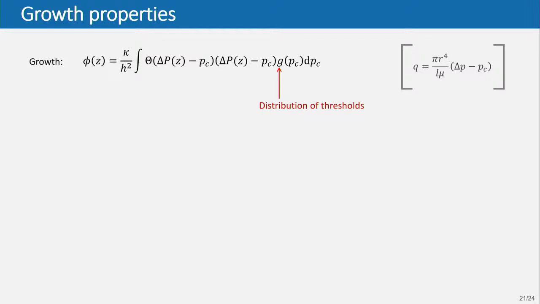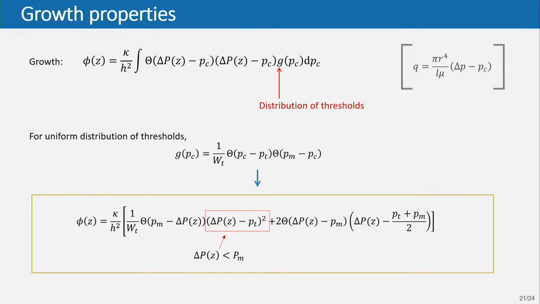And if we consider a simple functional form, a uniform distribution, we can work it out analytically, and we end up with two different regimes. In one regime we have a quadratic dependence, and in the other regime we have a linear dependence. But in our real system we don't have this uniform distribution. It's a complicated relationship between all the pore properties.